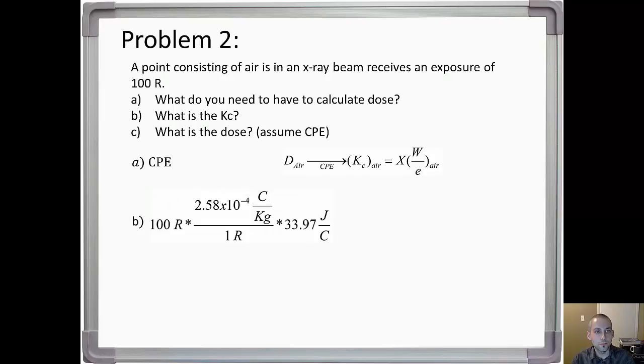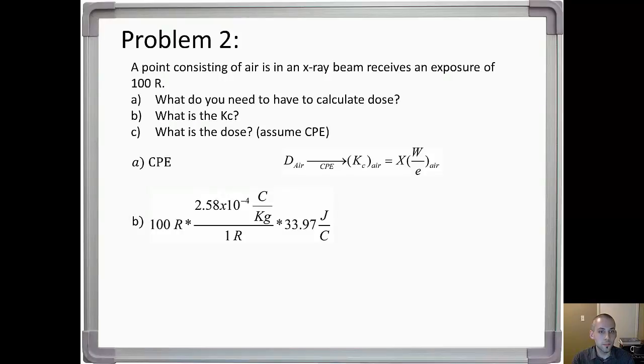Okay, so part B, what is the collision kerma? Notice that you don't need CPE to convert from collision kerma to exposure. You do not need that, but you do need the W over e, which is a constant. That is 33.97 joules per coulomb. So what is the collision kerma?